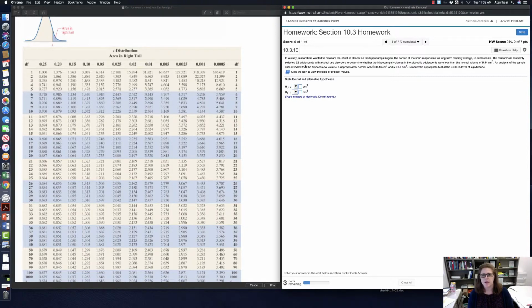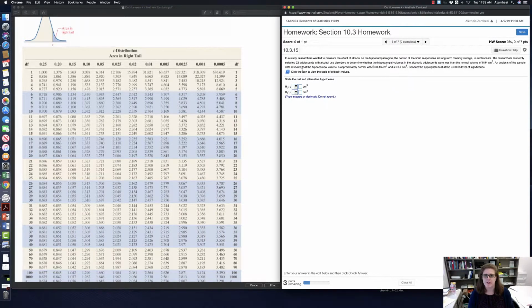So it says in a study, researchers wanted to measure the effect of alcohol in the hippocampal region, the portion of the brain responsible for long-term memory storage in adolescence. The researchers randomly selected 22 adolescents with alcohol use disorders to determine whether the hippocampal volumes in alcoholic adolescents were less than the normal volume. So it gives us a normal volume of 8.94 centimeters cubed. That will be part of our hypothesis.